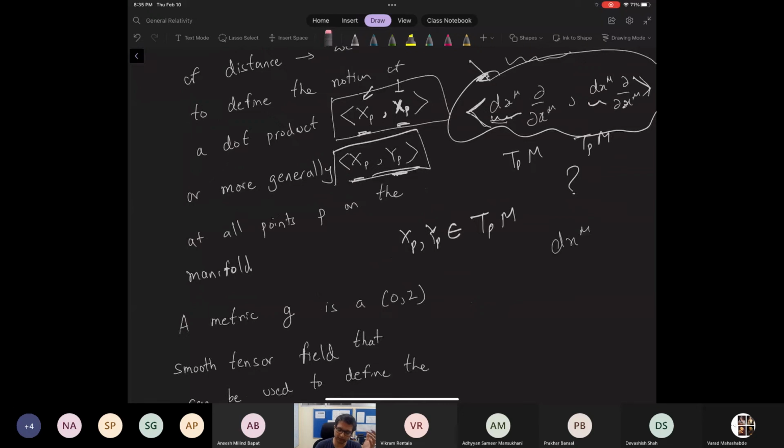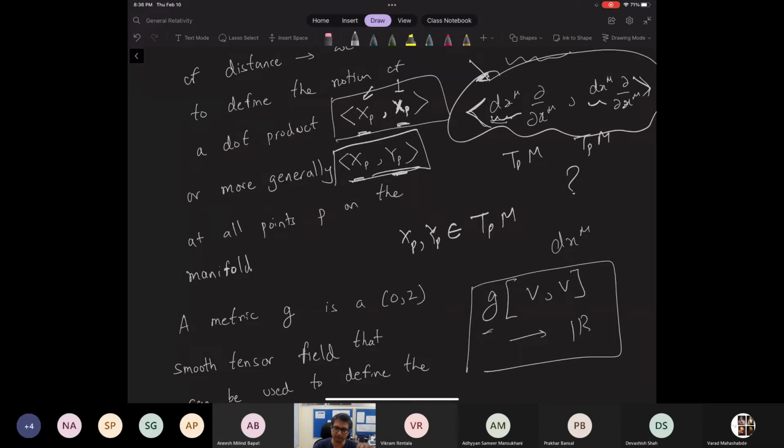But roughly speaking, you can understand now why you need a 0-2 tensor. A 0-2 tensor takes two vectors as input, and the output is a real number. So you can use this to define an inner product. If I have a 0-2 tensor at every point on the manifold, I can use it to define inner products of vectors. Not inner products of a vector and a dual vector, but really inner products of vectors.